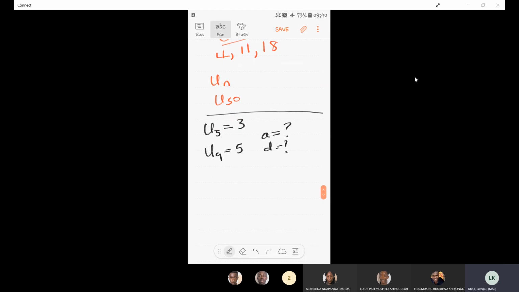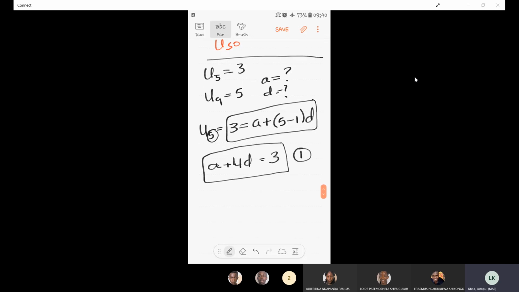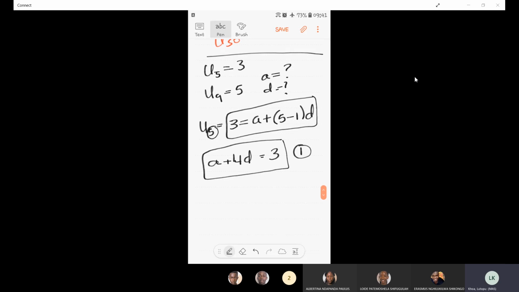Okay, so this one, do it in pretty much the same way. We know that u5, or the fifth term, is equal to 3. And this is equal to a plus 5 minus 1 times d, where my n over here is 5. And then I will concentrate on this part of my equation. So I have a plus 4d, and this is equal to 3. This will be my equation 1 that I will solve simultaneously with the other equation.